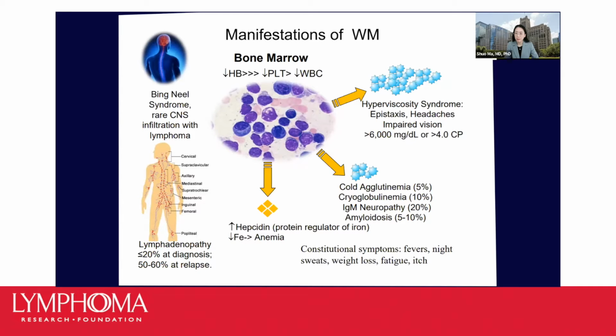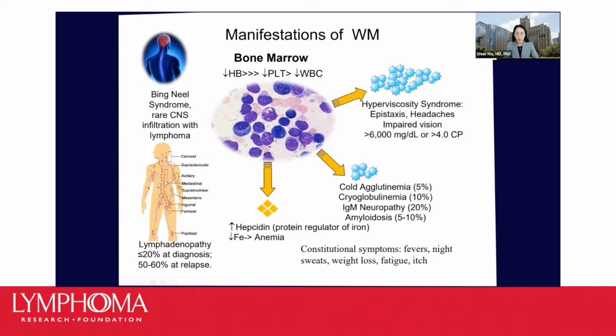But there are many other manifestations that are related specifically to the IgM protein. The first is called hyperviscosity syndrome. We're going to go into much more detail on that. That's directly related to the high levels of IgM protein, resulting in increased viscosity of the blood. The IgM protein can also cause various other manifestations, which we're also going to go into in more detail. That includes cold agglutinin anemia, macroglobulinemia, neuropathy, and amyloidosis.